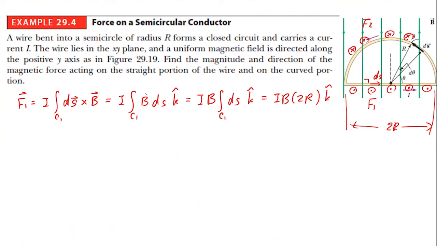Good. Okay, F2. For F2 you have to really think about it a little bit and integrate. So that is still I, and then C2. C2 is the upper semicircular path moving in the counterclockwise direction. And then ds, cross that with B. Okay? And then that is I over C2 path, and then B sine theta, right? Cross product has a sine theta, but what's the direction? Now it's going into the page, right? So we'll say that is negative k.